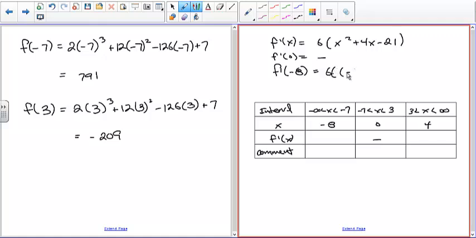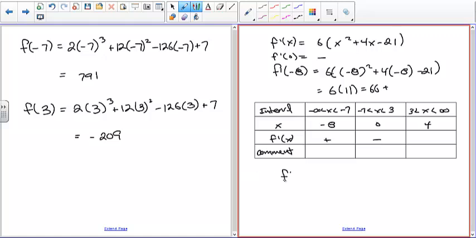So we've got -8 squared plus 4 times -8 minus 21. So the first number, -8 squared, is 64, minus 32, minus 21, which is positive 11. So you get 6 times positive 11, which is 66, which is positive. So that goes here, positive, which is what we expected.